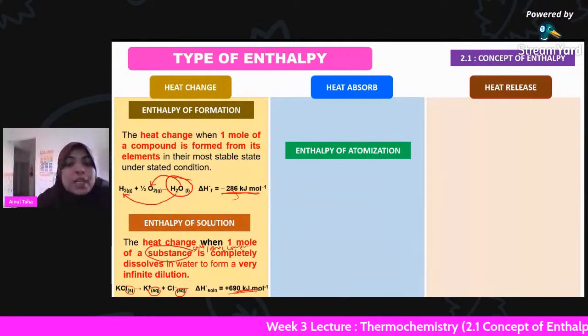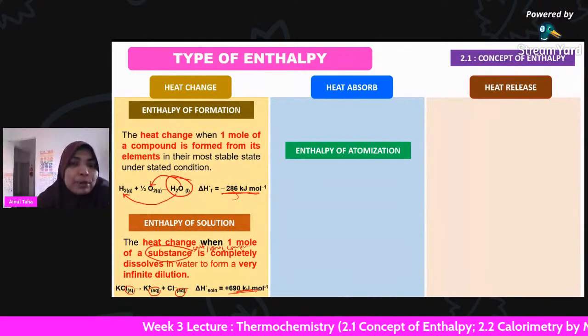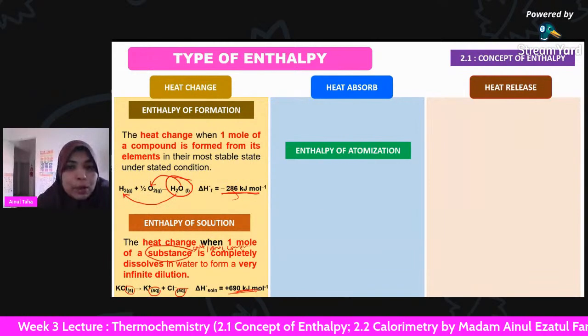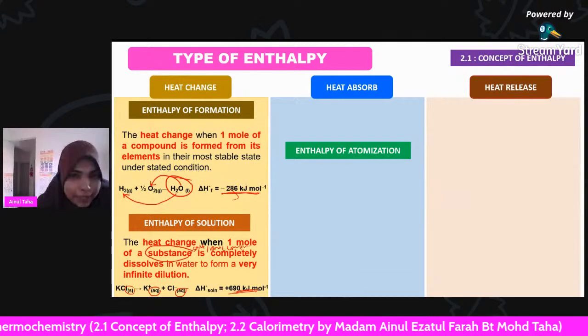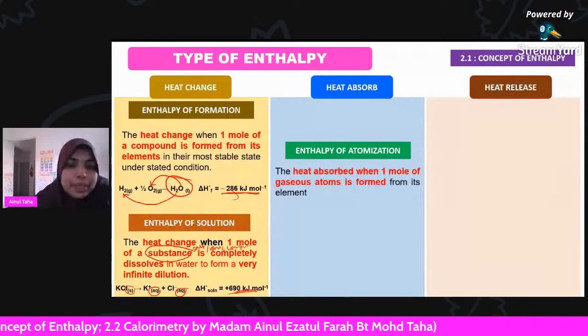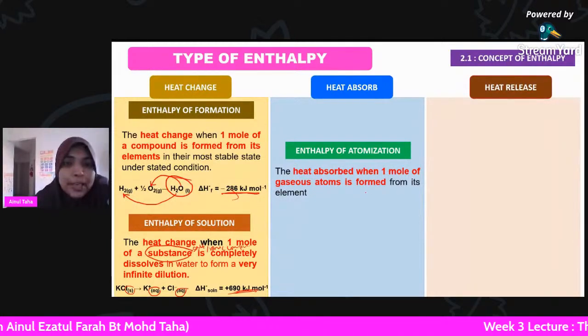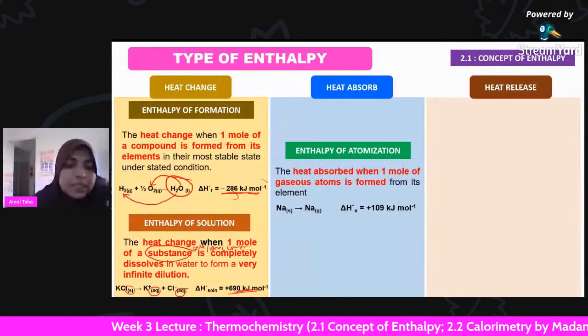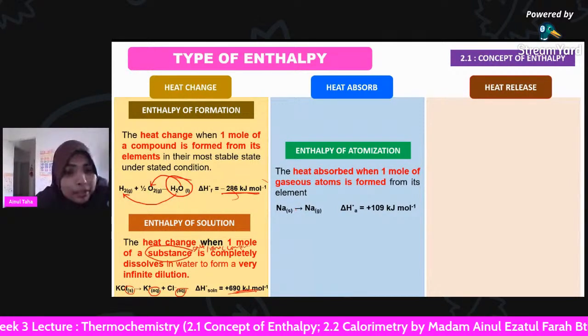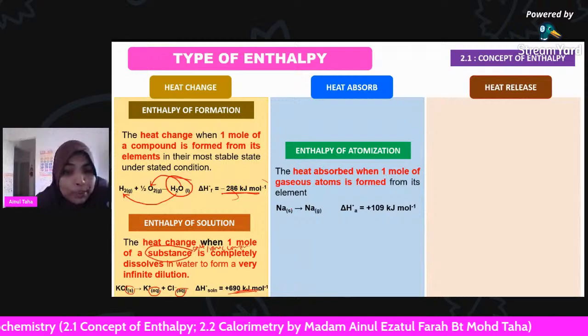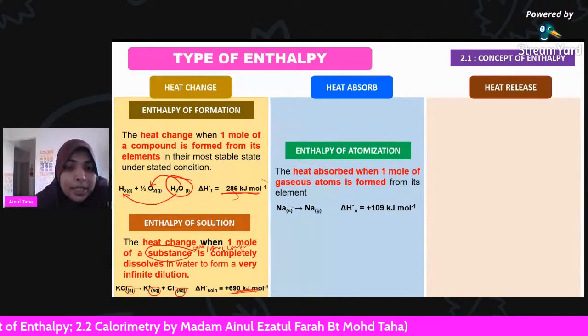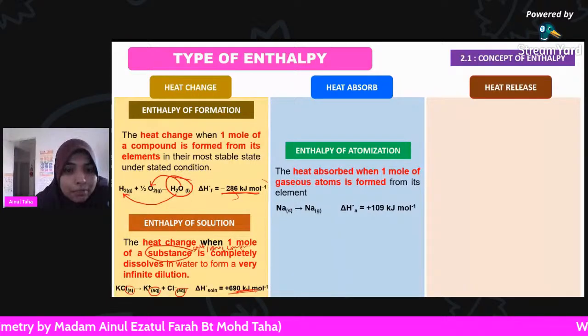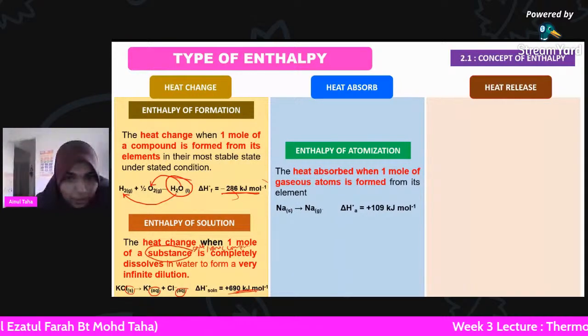Okay, next we go to heat absorbed. The type of enthalpy that involves heat absorbed is enthalpy of atomization. What is enthalpy of atomization? The heat absorbed when one mole of gaseous atoms is formed from its elements. Let's say we have an example here, a metal which is sodium. Sodium is a metal, and it will atomize and form a gas.